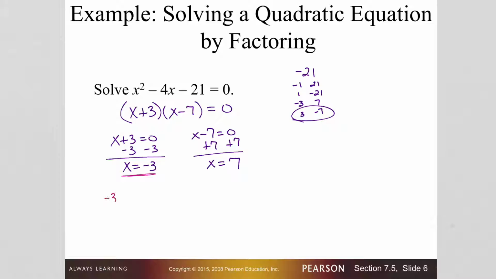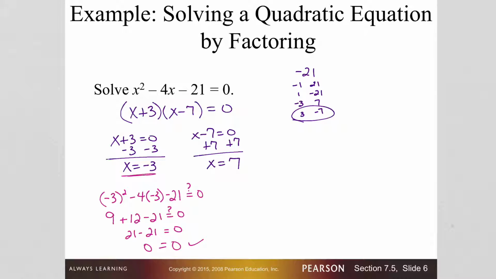So I've got negative 3 squared minus 4 times negative 3 minus 21. Does this equal 0? We're checking. Negative 3 squared is 9. Negative 4 times negative 3 is positive 12. 9 plus 12 is 21. 21 minus 21 is 0. So I know this thing works.